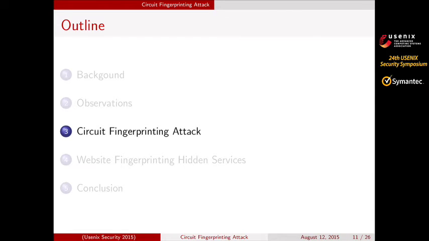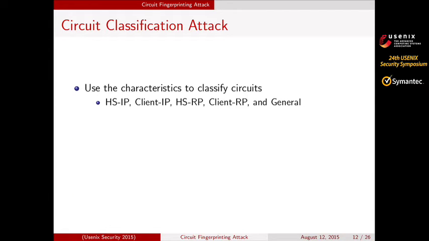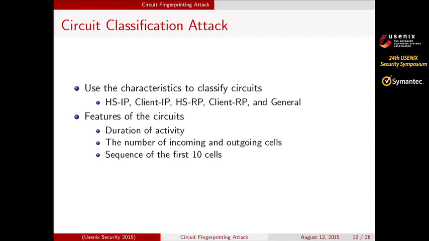Using these features, what we wanted to do is classify the circuits that the adversary sees into five different categories: the IPs from two sides, the RPs from the two sides, and the general circuit. The features are exactly what I described before: the duration of activity, the number of cells, and also the exact sequence of the first 10 cells.